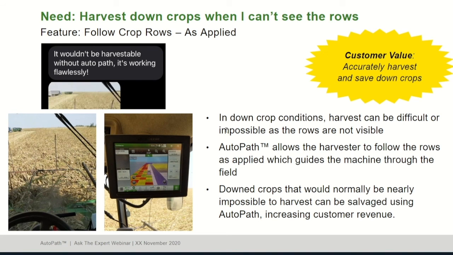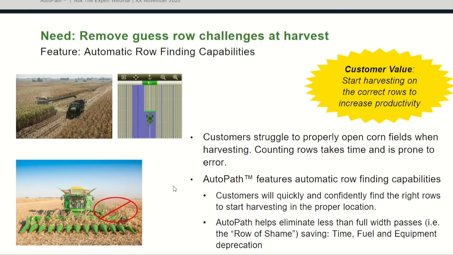Another need, harvest down crops when I can't see the rows. In down conditions, harvesting can be difficult or even impossible, as some of you probably know. With AutoPath, it allows the harvester to follow the rows as applied map from planting, which guides the machine through the field. And then the last need here, remove guess row challenges at harvest.